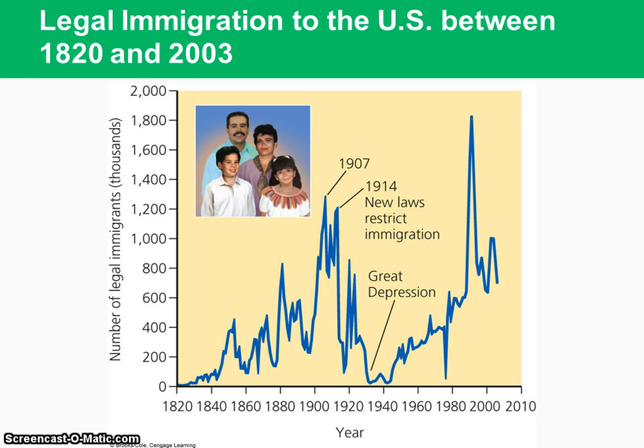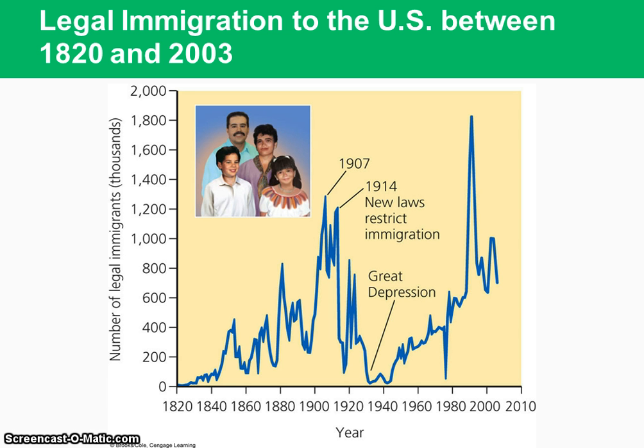Here's a look at the immigration in the United States between 1820 and 2003. What you can see is that we've always been accepting immigrants. There are some peak years and some down years. You see 1907 was a high year. You got new laws in 1914, and that saw a great dip, but it bounced back again in the Depression.